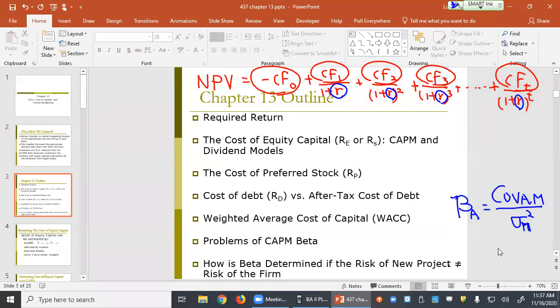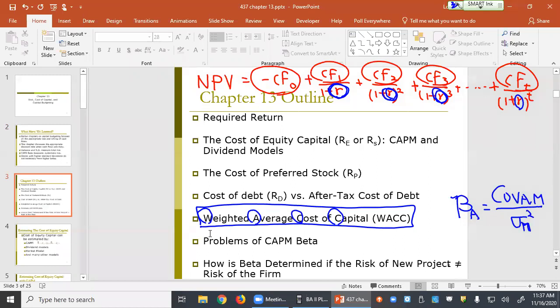Then what are we going to talk about in this chapter? As we briefly mentioned, we're going to talk about how to estimate the required rate of return when making a capital budgeting decision. We're trying to estimate the R in the denominator. Before we do that, we first need to know how to calculate our weighted average cost of capital. Using the initials, it is called WACC.